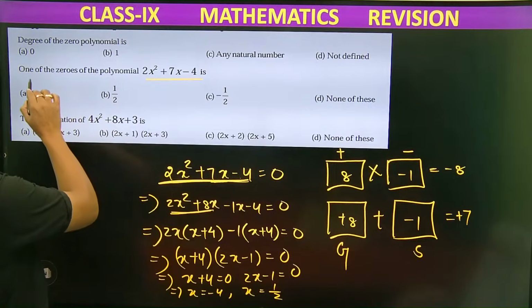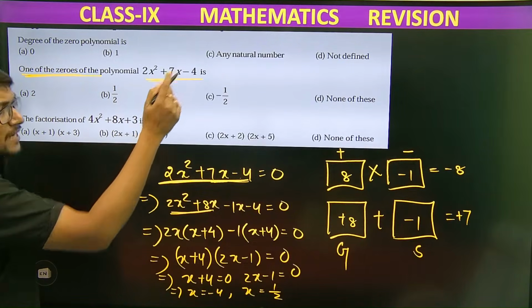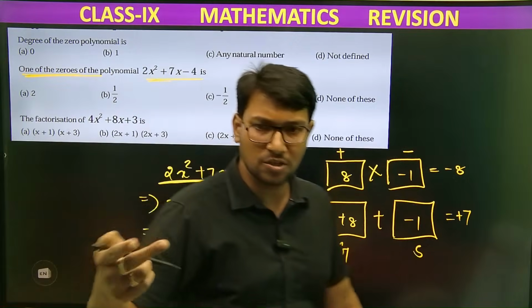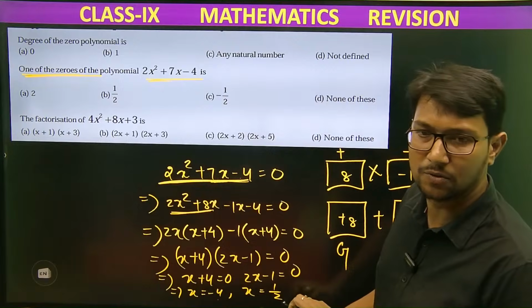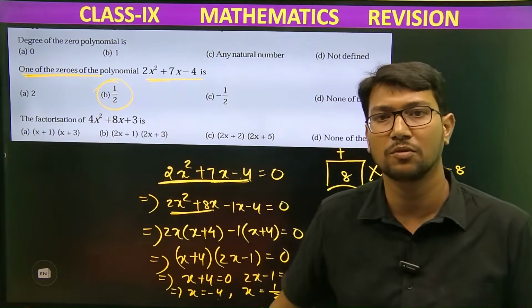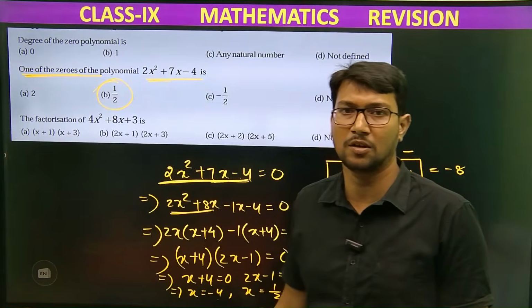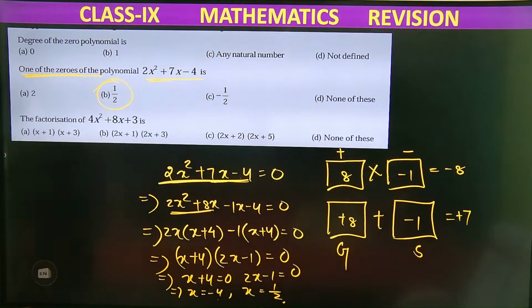So which one is there? The question is asking for one of the zeros. It has at maximum 2 zeros, so it is asking for 1 zero. Which one is there? Minus 4 is there, or 1 by 2 is there? 1 by 2 is there. So write 1 by 2. Okay, everyone. Chalo, write it down. B is the right answer. Very good, very good, very good, children.